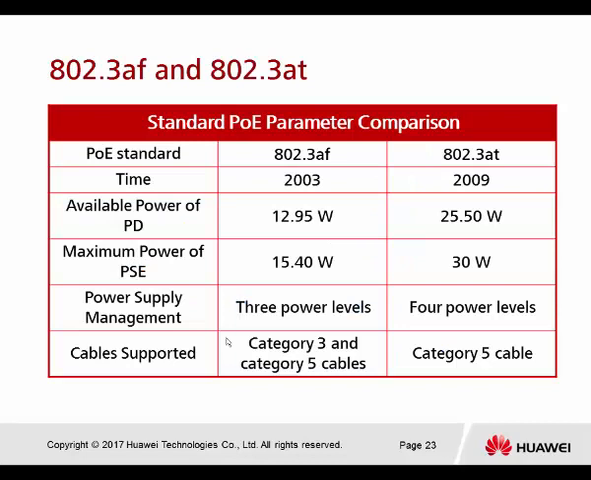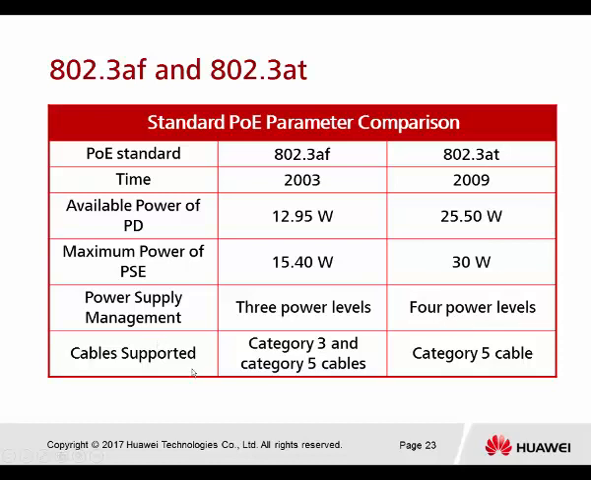Standard PoE parameter comparison. This is a comparison between the af and also the at. For the af, the available power of the PD is 12.95 watt, compared to the at at 25.5. And then this is the maximum power of the PSE when compared between these two. For power supply management, the af mode can only support up to 3 power levels. The 4 power levels are only supported by the at. Because the at has the highest power available, that's why it can support 4 power levels.